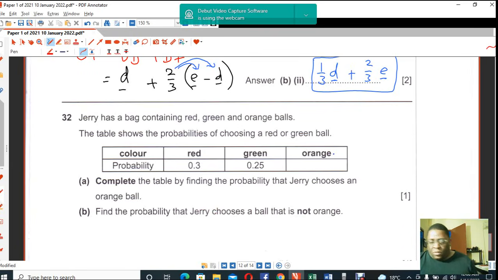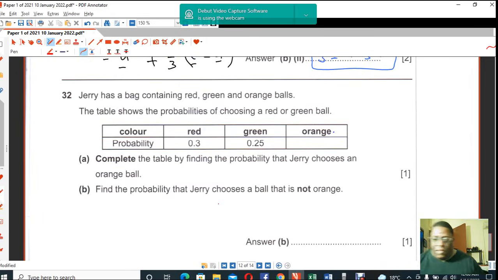First let's determine what is orange, or not orange. But first we complete the table. Everything here should add up to 1. So in order to complete the table, you'll be saying, wait a minute, 1 minus the sum of that, because everything should add up to 1. You can leave your answer as a decimal or as a fraction. That is what is stipulated in your syllabus.